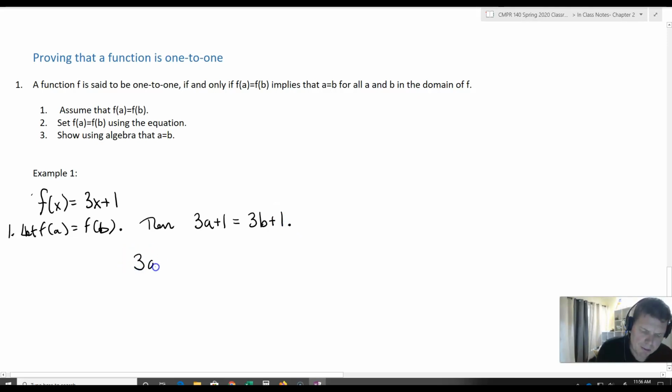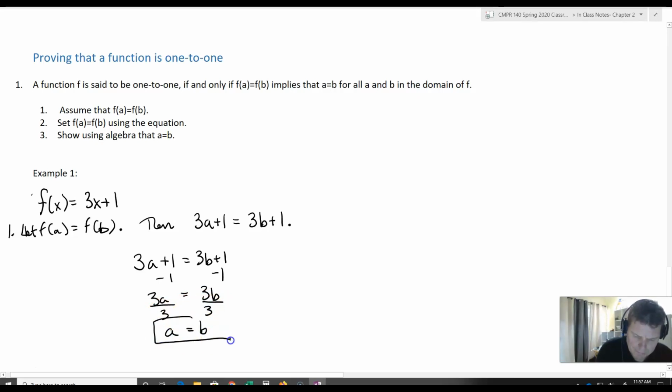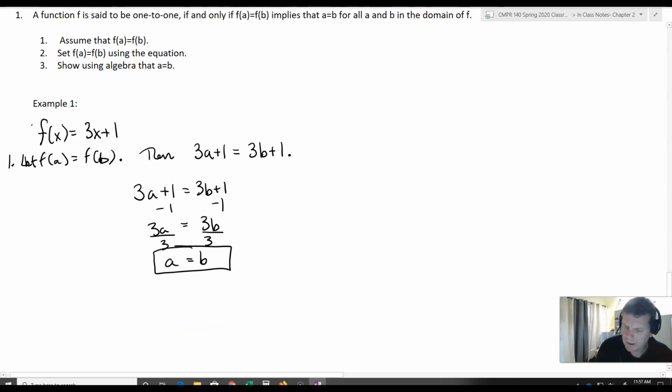Then use some algebra: 3a plus 1 equaling 3b plus 1. We'll subtract 1 from both sides. That gives me 3a equal to 3b. And then we'll divide by 3 on both sides. And so a equals b. And then we'll finish it up. Thus, it is shown that f is one-to-one.